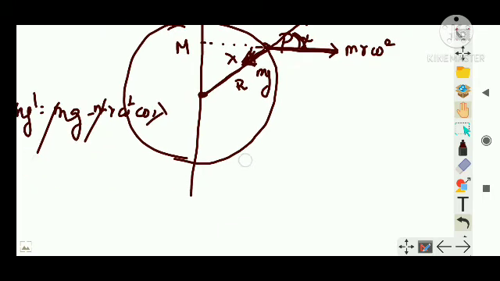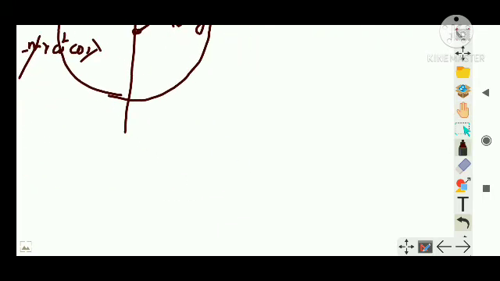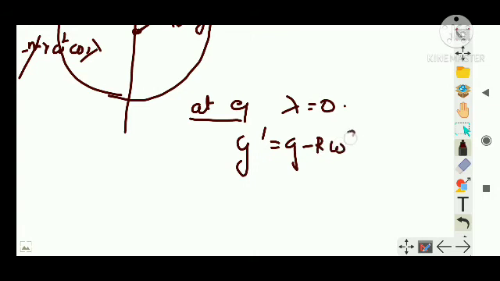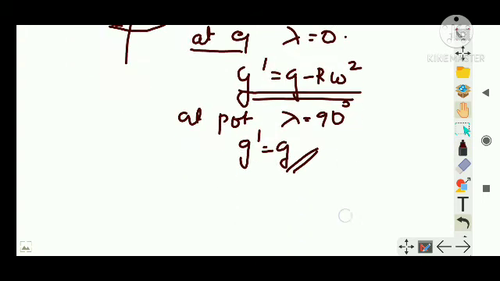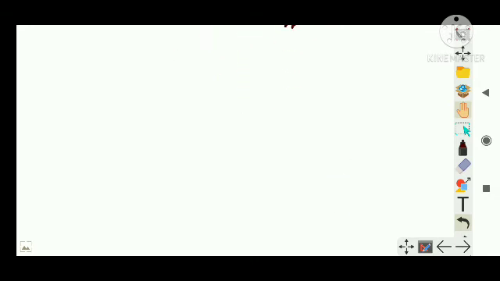Now there are two things you have to know. At equator, that is here, right, lambda is equal to 0 degree, right? That's why at equator you can write g dash is equal to g minus r omega square, and at poles lambda is equal to 90 degree, right? So you can write g dash is equal to g. These two things it is good to know for just NEET point of view or entrance point of view. Don't give that much importance to this section in the school syllabus point of view, right?